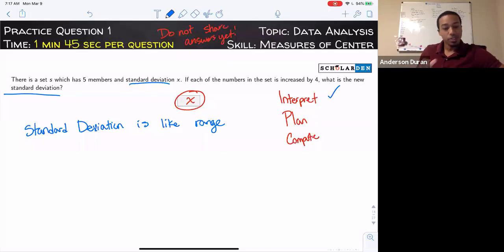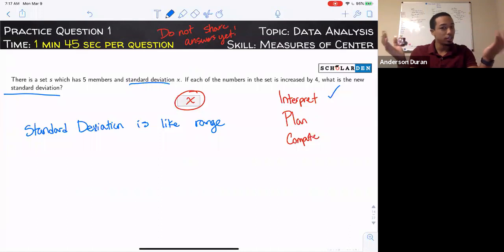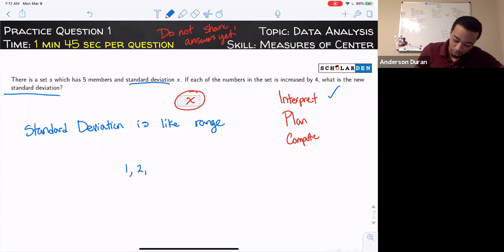There we are. So standard deviation is like range. And the thing about range is that if you add the same number to everything, well, the range doesn't change. Think about it. If you have, let's say, the numbers 1, 2, and 3, everybody tell me, what is the range of these three numbers? Type it in the chat box.